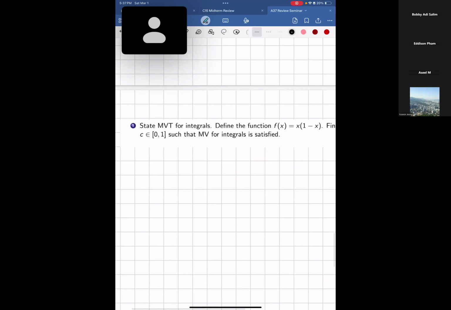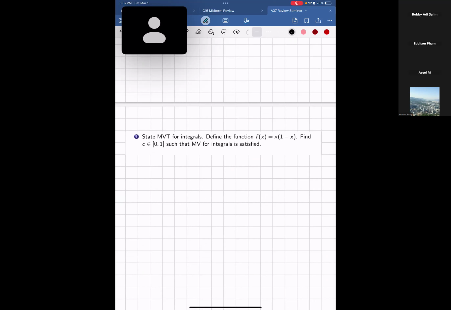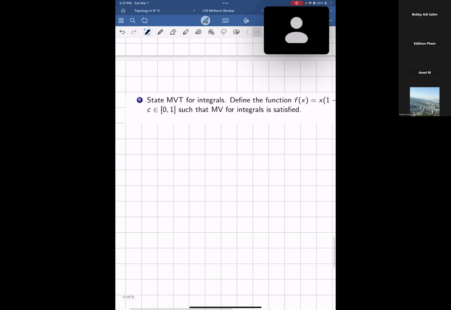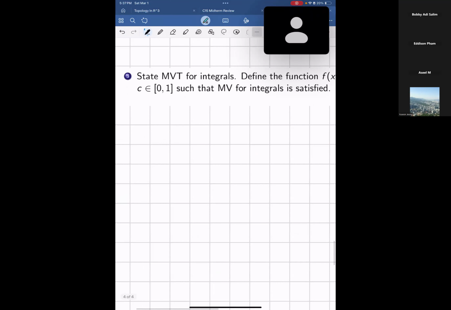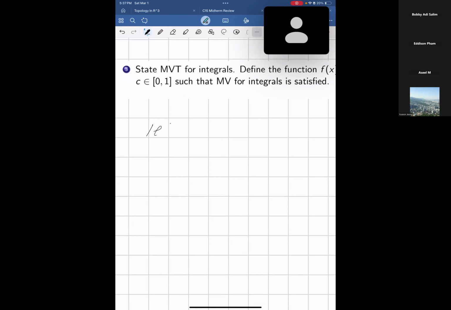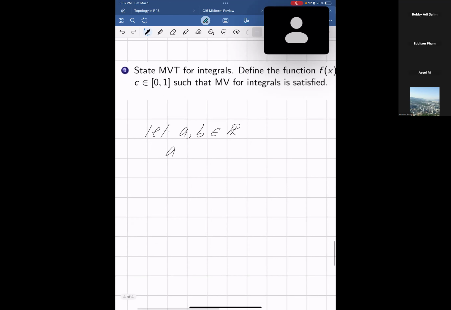Okay. State the mean value theorem for integrals. Define, and then you have a function, and then you want to find a c that satisfies it. So, the mean value theorem for integrals: whenever you're asked to write a definition, make sure you write every single condition, because there are points awarded for every single thing. So you're going to let a and b be real numbers such that a is less than b.